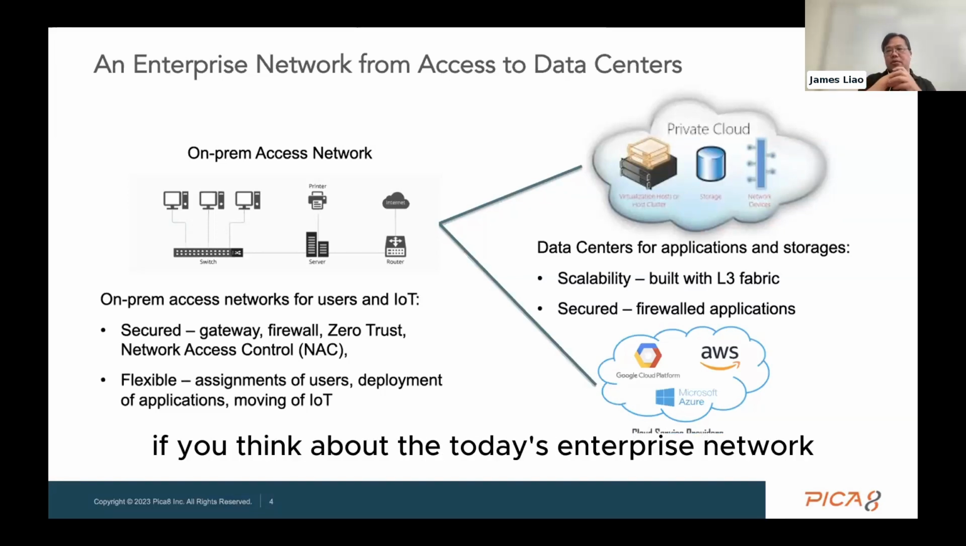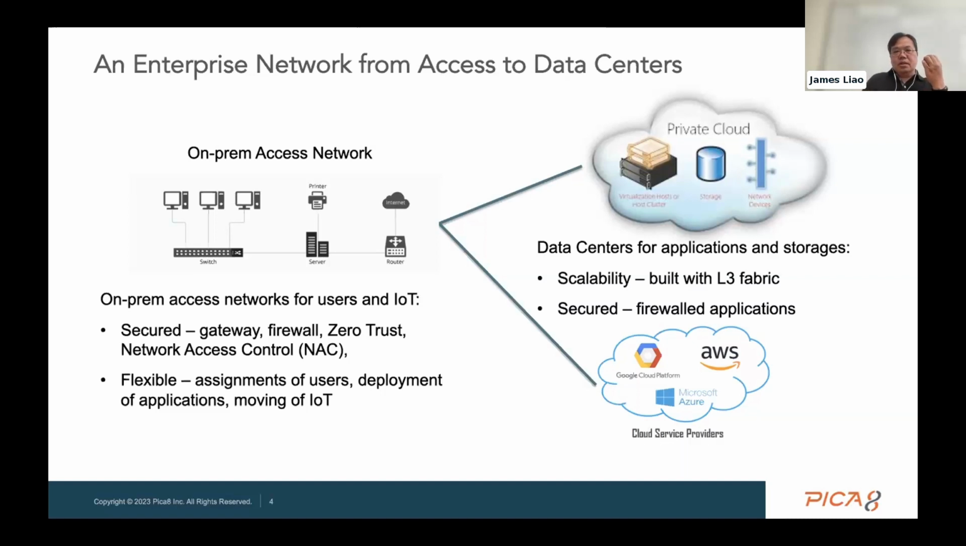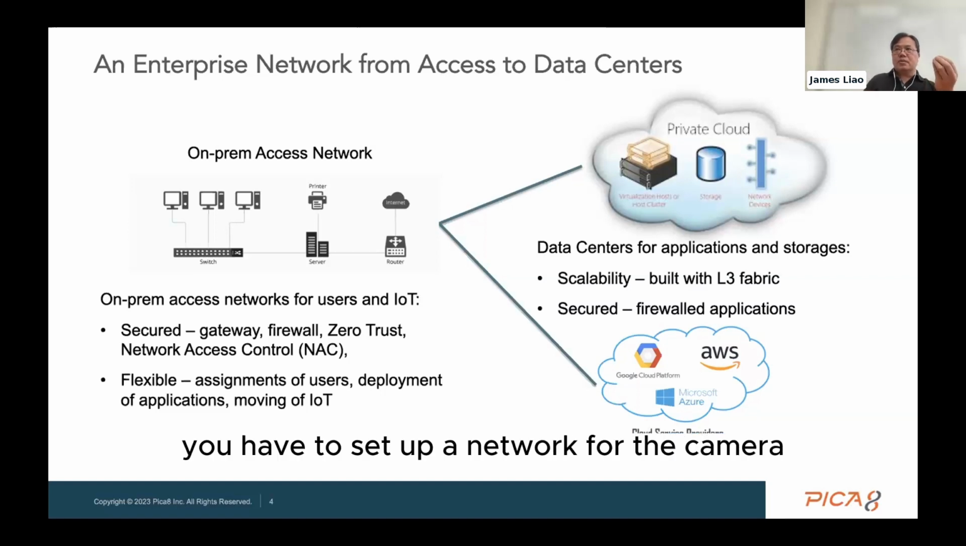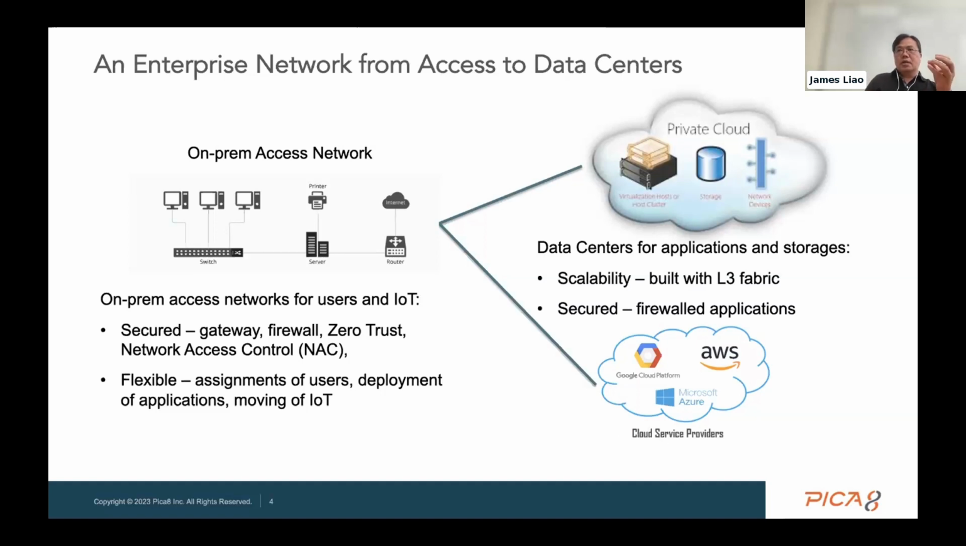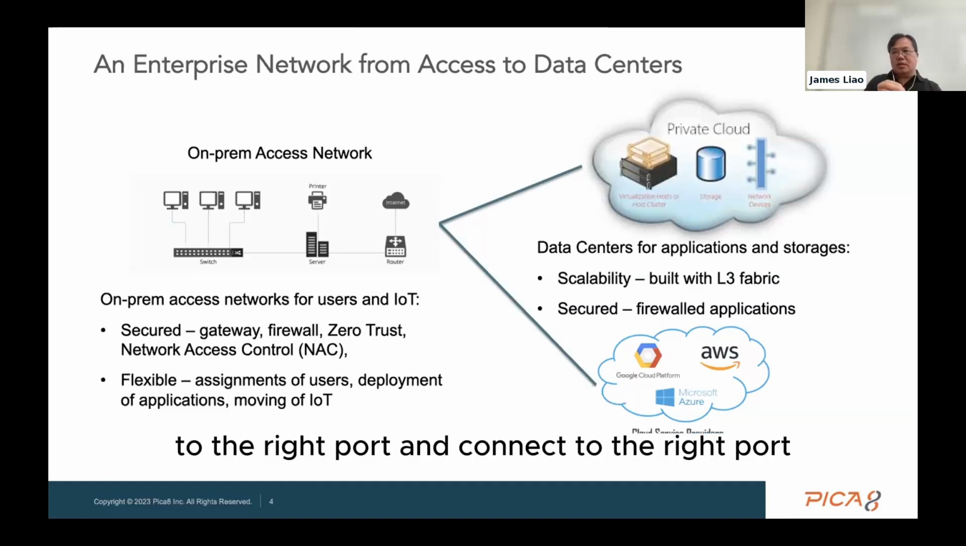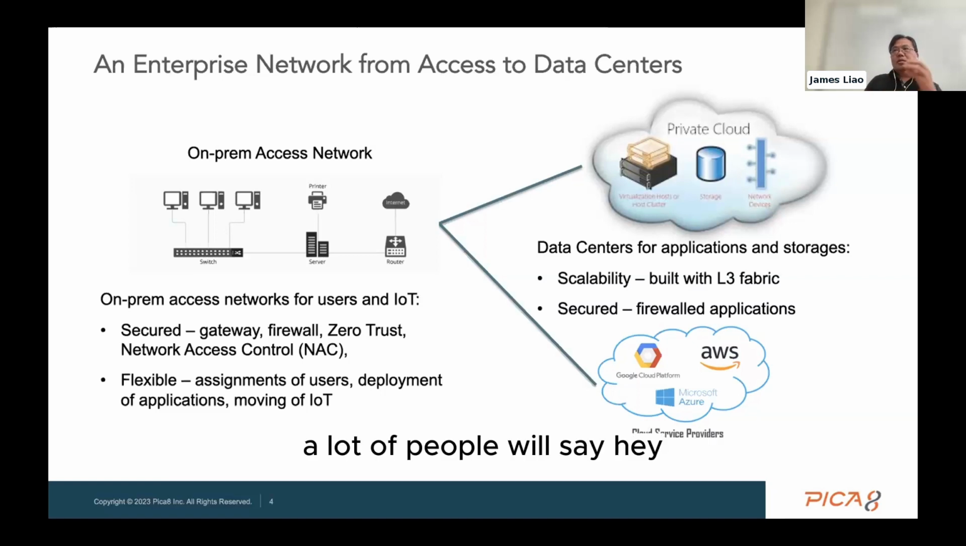So for example, if you think about today's enterprise network, if you need to set up a camera, what do you have to do? You have to set up a network for the camera. You have to make sure the camera cable goes all the way to the right port and connects to the right port, right? A lot of people will say, hey, a lot of cameras are wireless, but if you think about it, the wireless camera is unstable. It can be hacked.